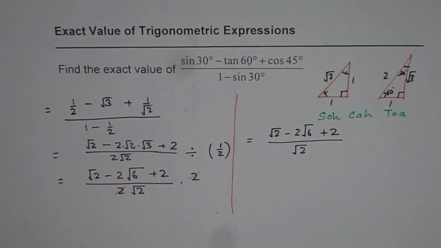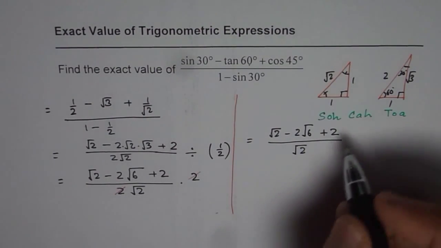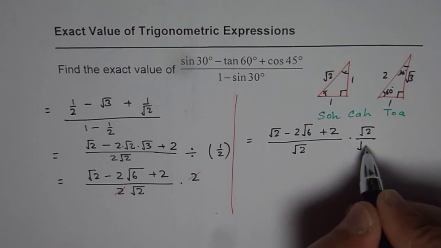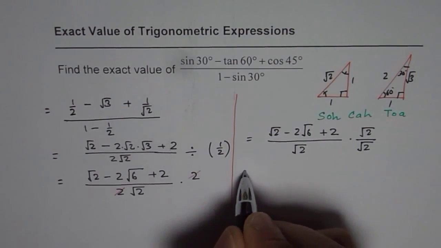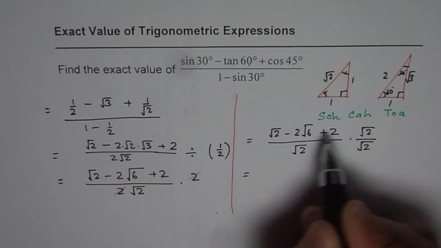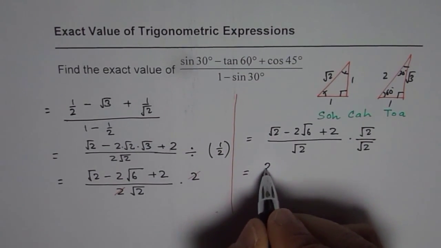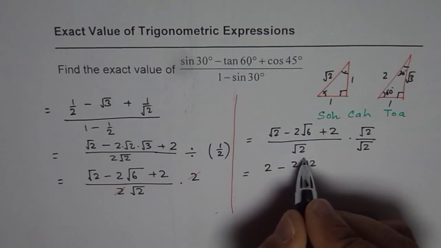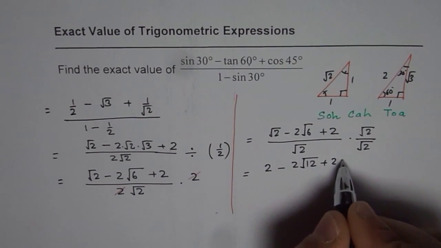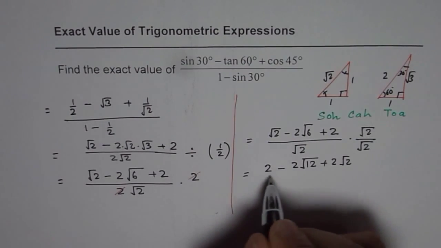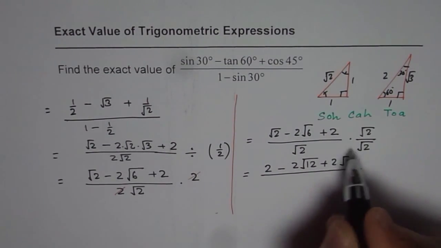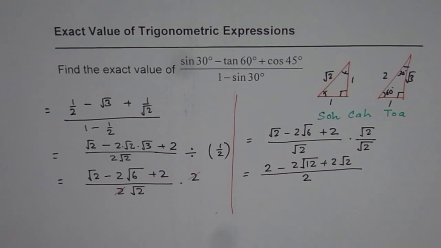Now it is good practice to rationalize this, right? Rationalize means multiply and divide by square root 2. So then we get, let's multiply them. Square root 2 times square root 2 is 2 minus 2 times square root of 12 plus 2 times square root of 2. So you have to multiply square root 2 with all the 3 terms to get this. And square root 2 times square root 2 is 2, so that is in the denominator, right?